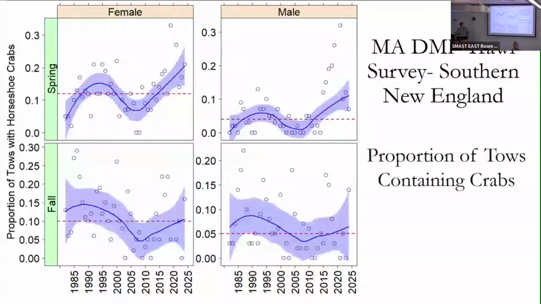This is looking at number of crabs per tow, or sorry, proportion of tows with crabs. Similar trends. Big increase in the spring for both males and females, and a little bit above the time series median there for fall.